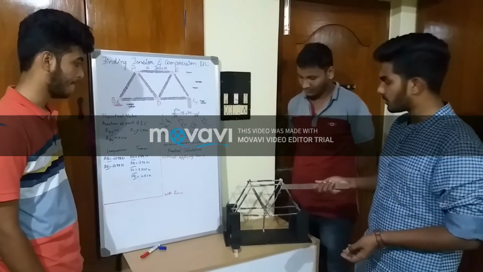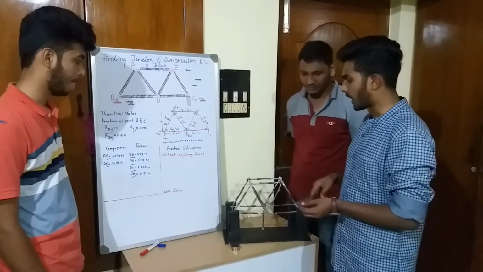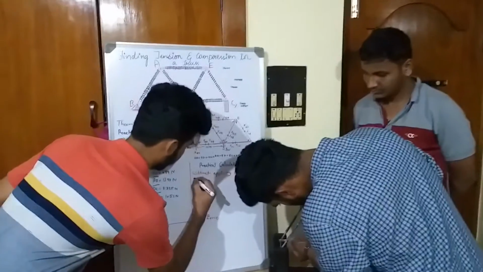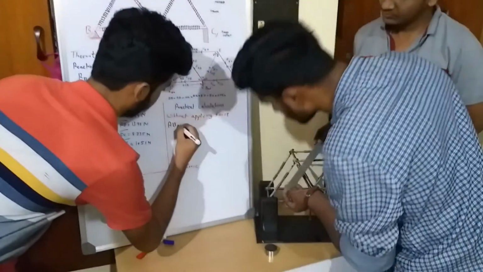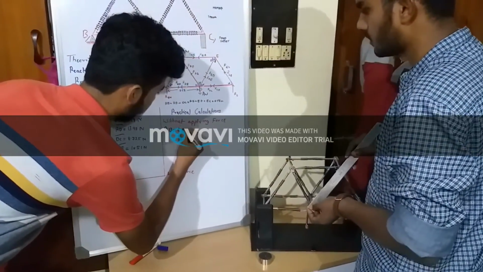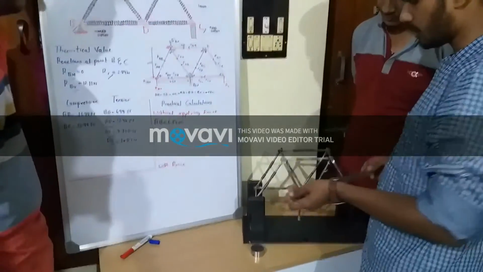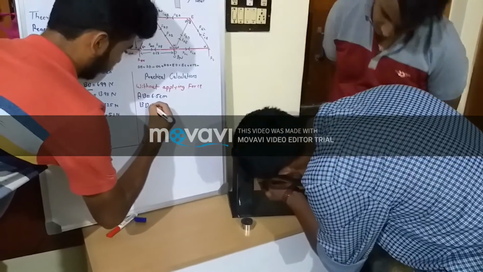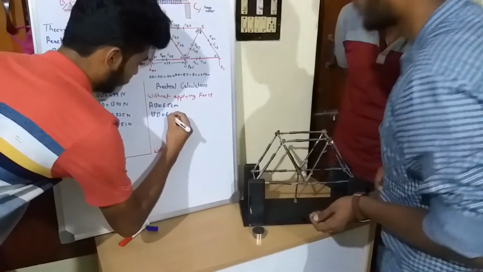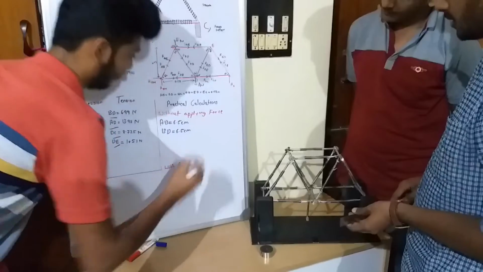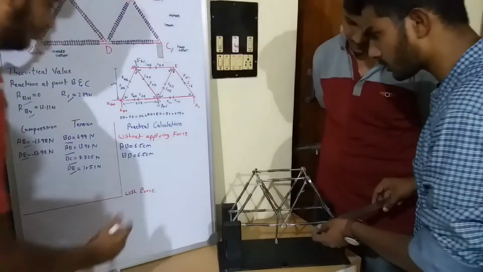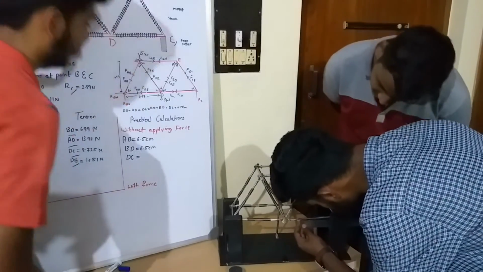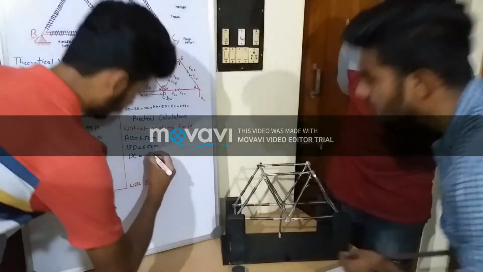But before applying the force at the points, we will calculate the length of the string of member AB. 6.5. Length of the string at member BD, 6.5. Length of the string at member DC is 7.